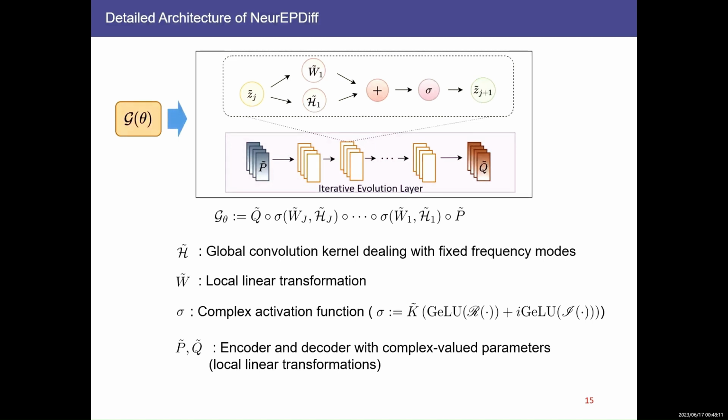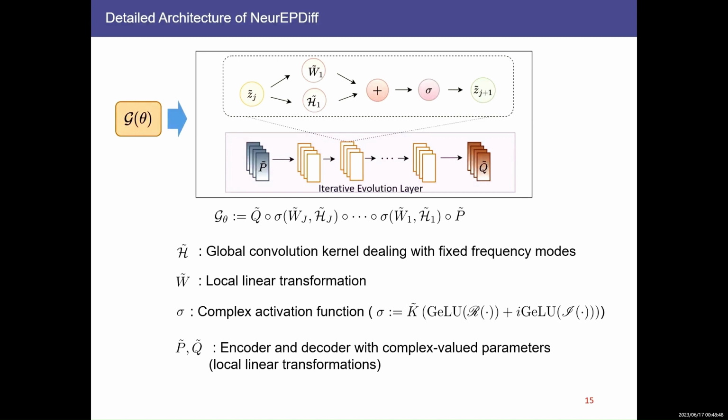Specifically, we alternatively use W tilde and H tilde with a complex-valued activation function, sigma. W tilde are global convolution kernels, H tilde are local linear transformations. Our activation function, sigma, will apply GELU separately on both the real and the imaginary part of a neuron to simulate a complex-valued activation function. GELU is a continuous but nonlinear activation function, which is similar to ReLU.